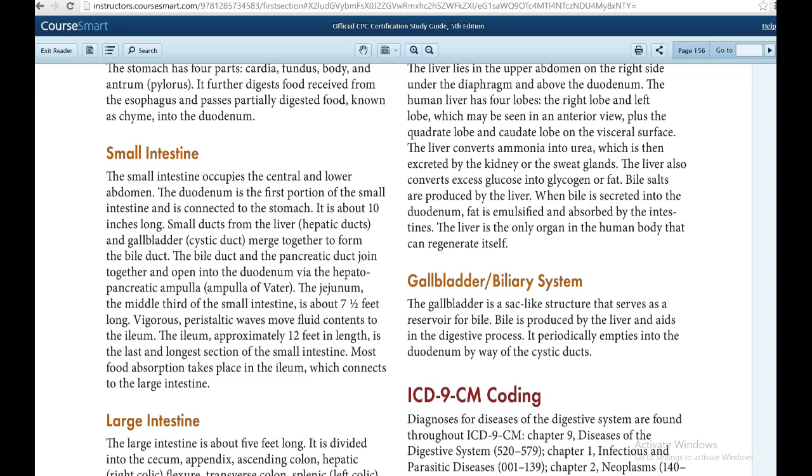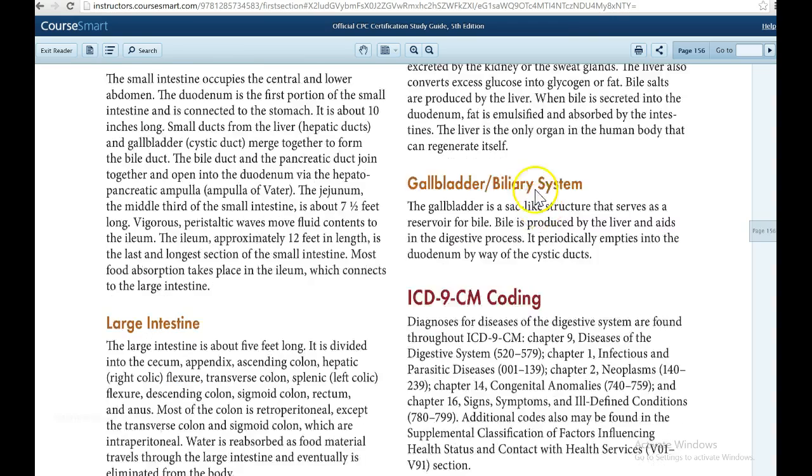The jejunum is the middle third of the small intestine, and it is about 7 feet long. Vigorous peristaltic waves move fluid contents to the ileum. The ileum is approximately 12 feet in length and is the last and longest section of the small intestines. Most food absorption takes place in the ileum, which connects to the large intestines.